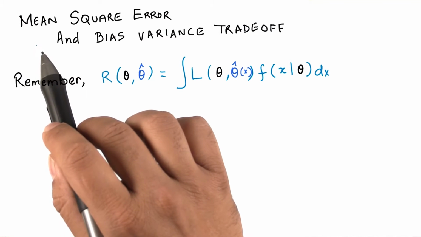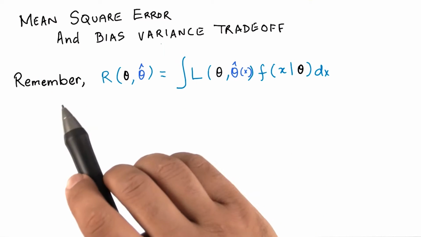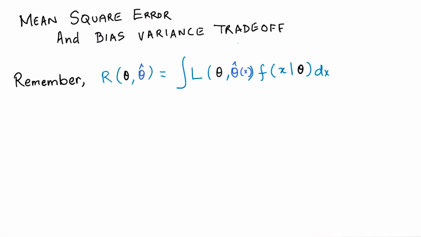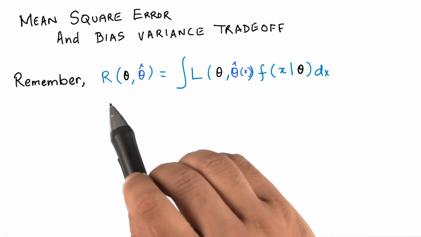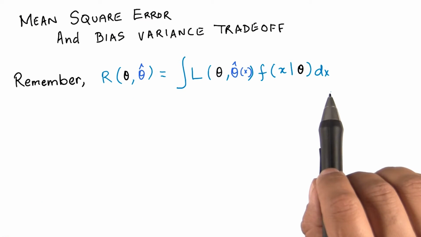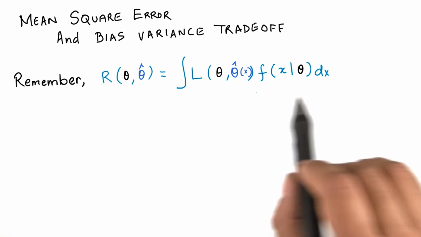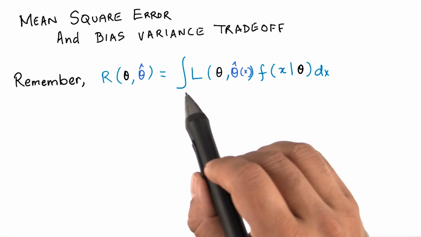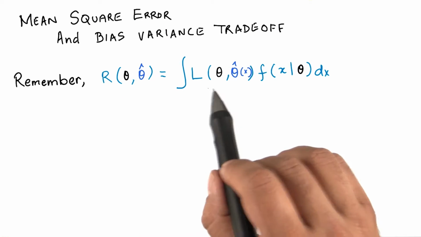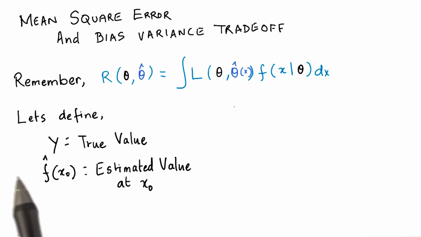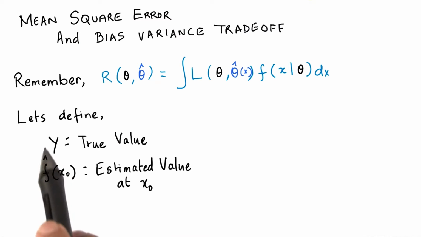Now we are going to look at the mean square error and the bias variance trade-off. Remember, we had the risk function given as this expression. The integral expression here denotes the expectation value of the loss function. Now, let's define y as the true value and f hat of x naught as the estimated value evaluated at x naught for this value of y, which is the true value.